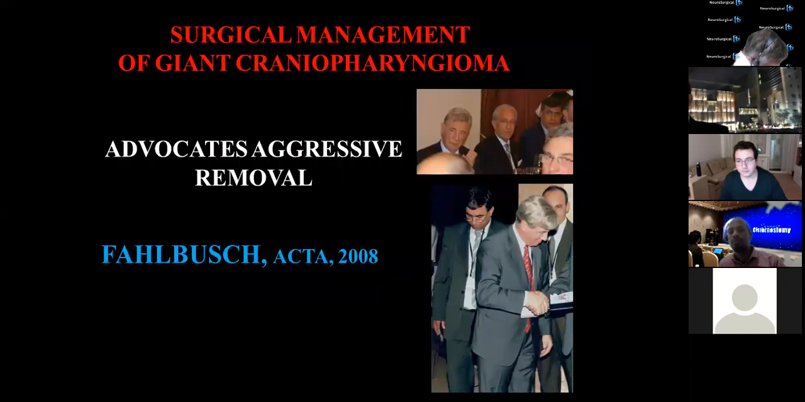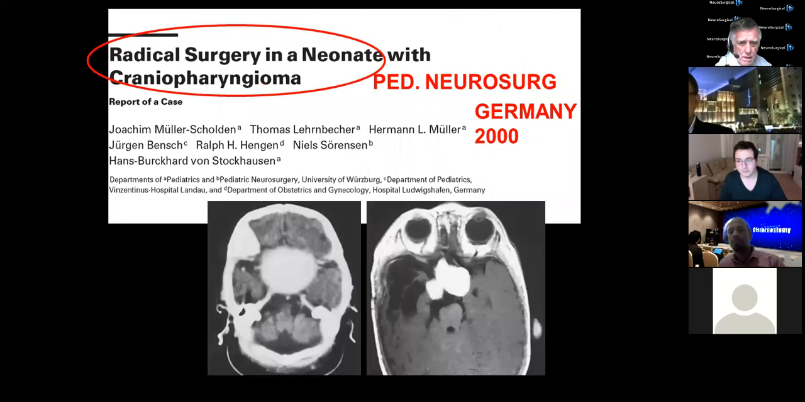Majid Sami, giant of giants of neurosurgery, advocates aggressive removal even for recurrent or giant tumors. Here we are together with Fahlbusch and myself. This is radical surgery in neonates, and this is coming from Germany.